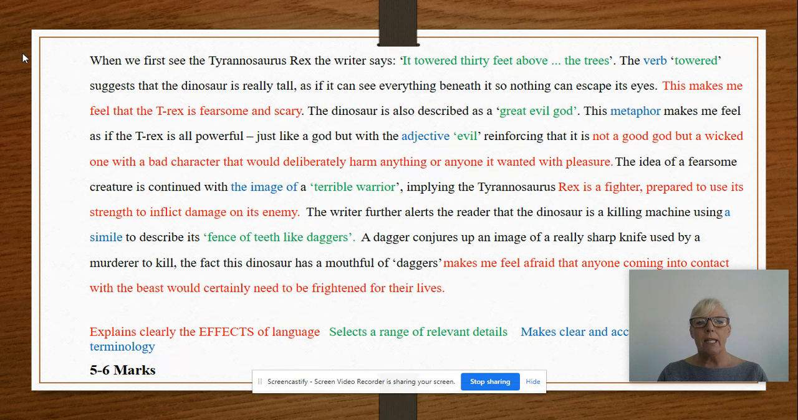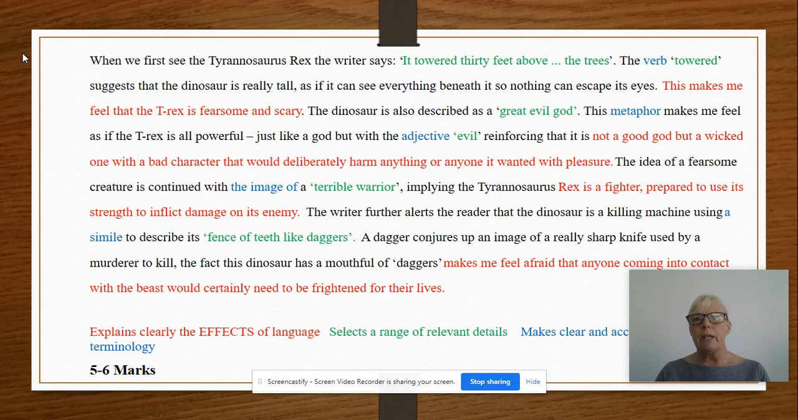Okay, so again, I've color-coded this. Explains clearly the effects of language is in red, the range of relevant details are in green, and clear and accurate use of subject terminology is in blue. You'll see that I've scored this 5 to 6 marks. So we've got that contextualization when we first see the Tyrannosaurus Rex. Okay, so contextualize, which was in the hints and tips.